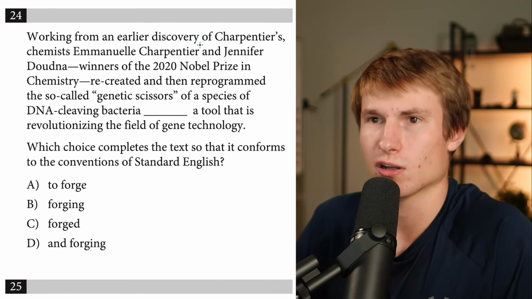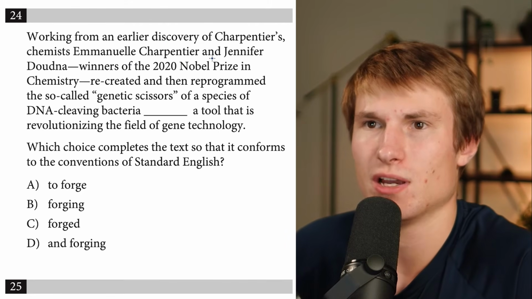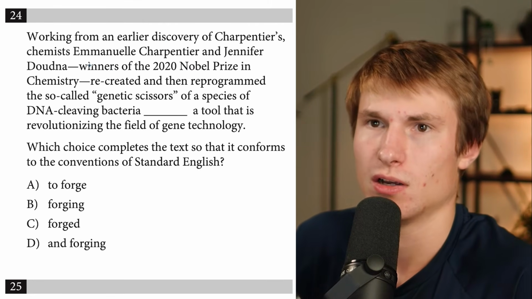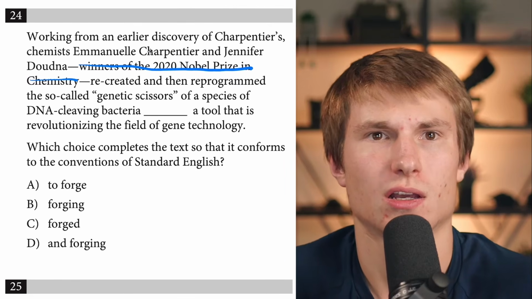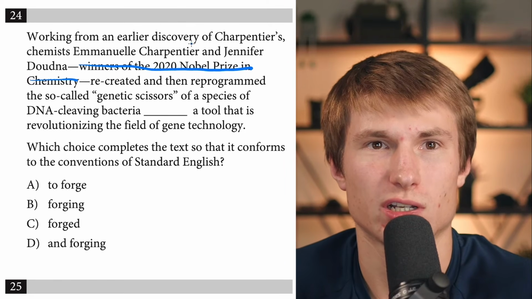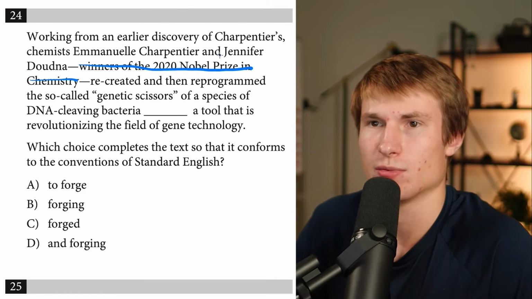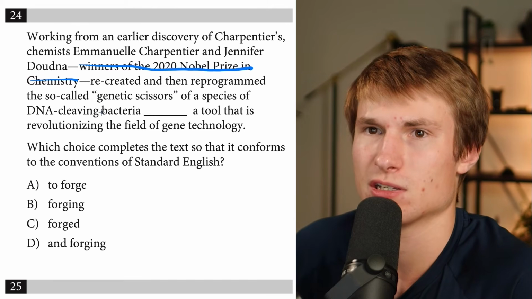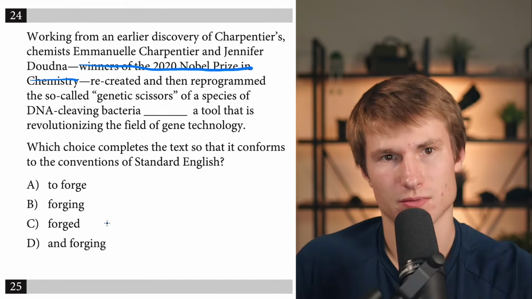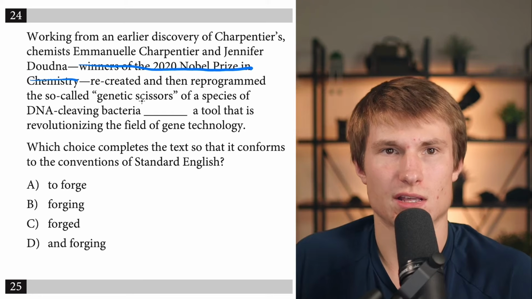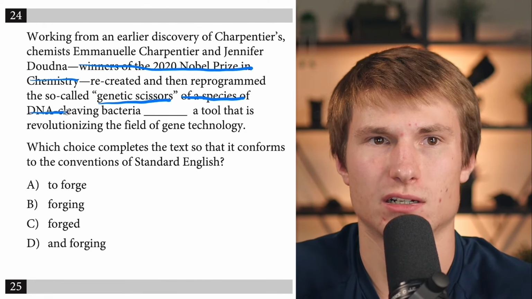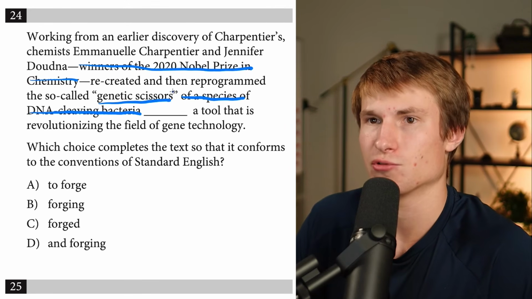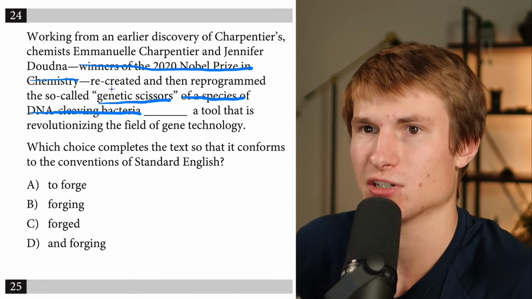Question 24. Working from an earlier discovery of Charpentier's, chemists Emmanuel Charpentier and Jennifer Doudna, and then we have non-essential winners of the 2020 Nobel Prize in Chemistry. So I'll just get rid of that. Going back to the beginning: Working from an earlier discovery of Charpentier's, chemists Emmanuel Charpentier and Jennifer Doudna recreated and then reprogrammed the so-called genetic scissors of a species of DNA cleaving bacteria, and we have some form of a verb. One thing I want to point out is that the subject here is the genetic scissors. You have of a species of DNA cleaving bacteria. Since you have of, that's a preposition, so you would remove that prepositional phrase to get back to your subject, which is genetic scissors.